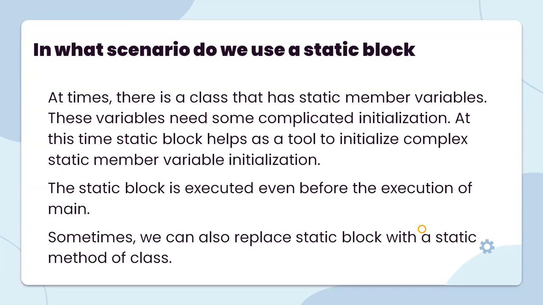What is the scenario to be used on a static block? At that time, there is a class that has a static member variable. This variable needs some complicated initialization. At that time, the static block helps as a tool to initialize the complex static member variable. The static block is executed even before the execution of the main. Sometimes we can also replace the static block with a static method.